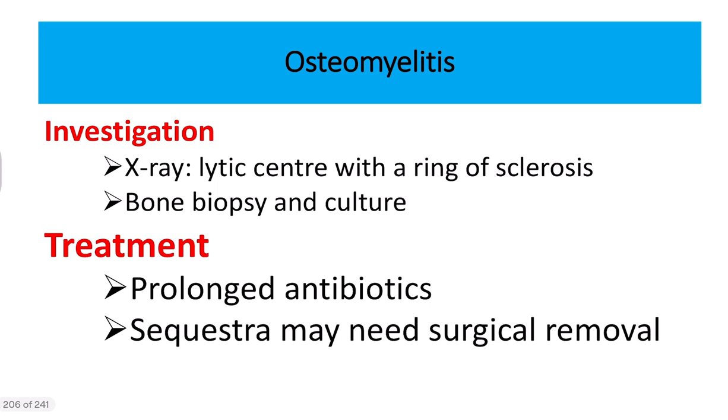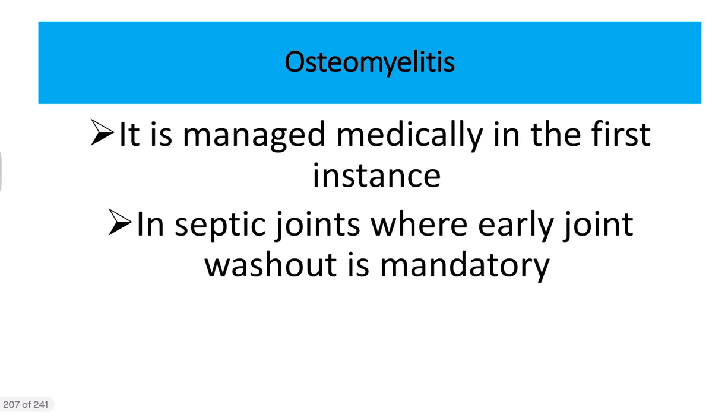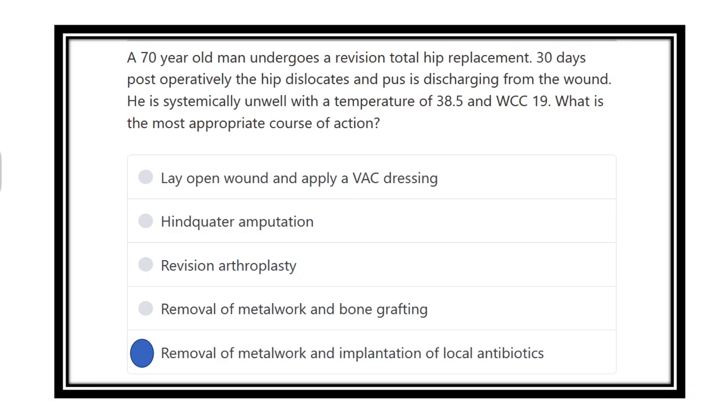And what are the investigations? X-ray, bone biopsy and culture. Treatment in case of clean osteomyelitis is first medical, then surgical. First medical, which is antibiotics, and if not improved then surgical. But here the scenario is different. Here the scenario is total hip replacement, which means there is a prosthesis. So what should we do?